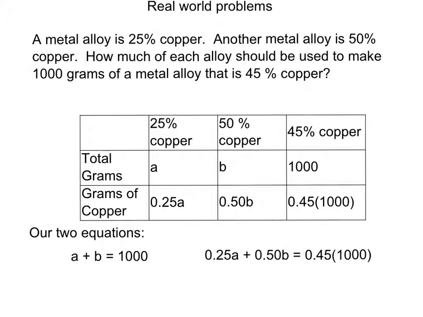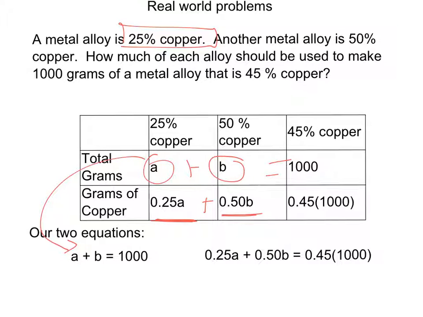So in this situation, I'm calling the first alloy A. It's just how many grams of the 25% alloy we need. The 50% we're calling B. And when I add those together, we get 1,000 grams. So that is where this first equation down here came from. The next one is how many grams of copper. So it's 25%, so that's where the 0.25 came from, and I'm using alloy A. So it's 25% of the A plus 50% of the B is going to give us 45% of the combined 1,000 grams at the end.